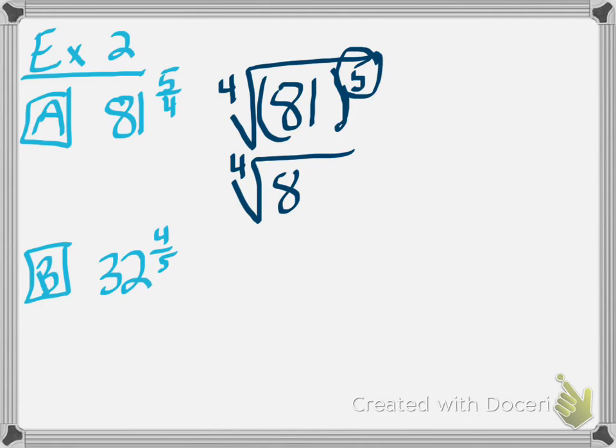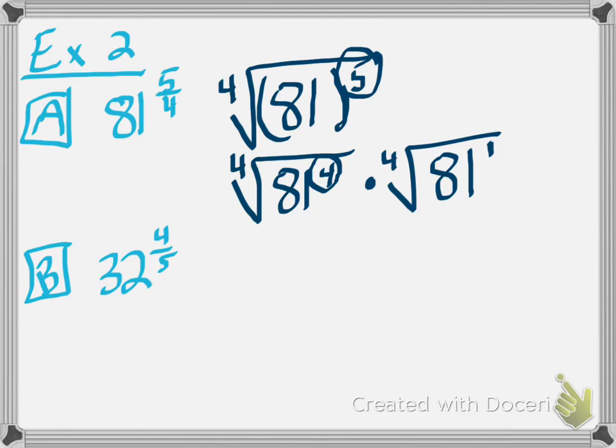And I'm going to have the 4th root of 81 to the 4th times the 4th root of 81. I need one more 81, because 81 to the 4th times 81 to the 1 makes my 5. So I'm splitting it into 2. The 4th root of 81 to the 4th, those are inverses, they cancel out. So that's 81. And now I need to know what the 4th root of 81 is.